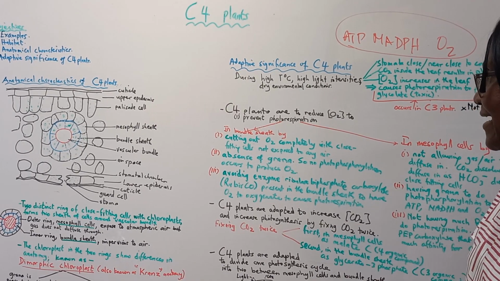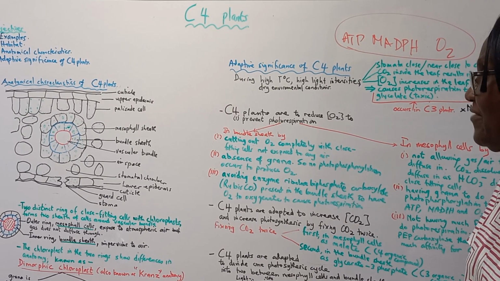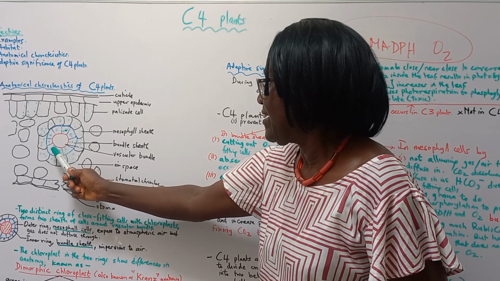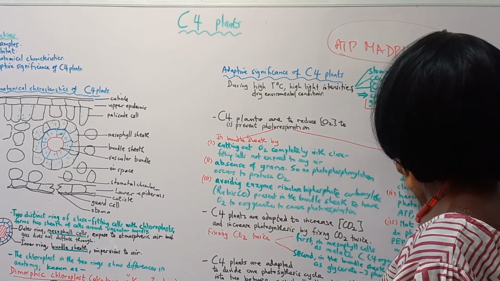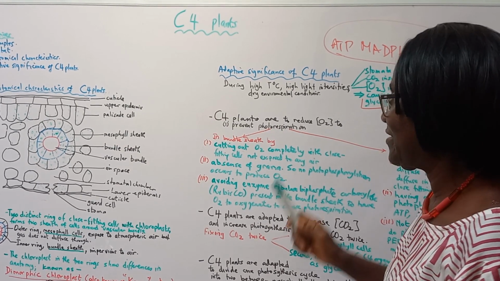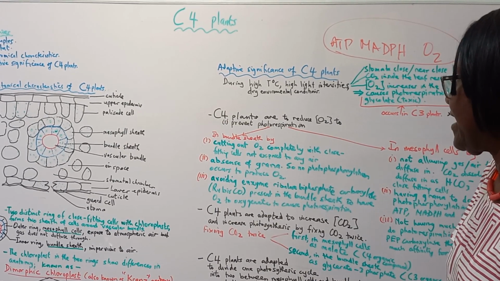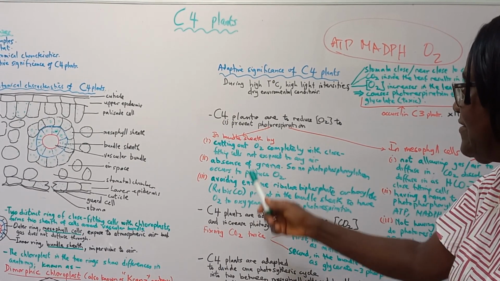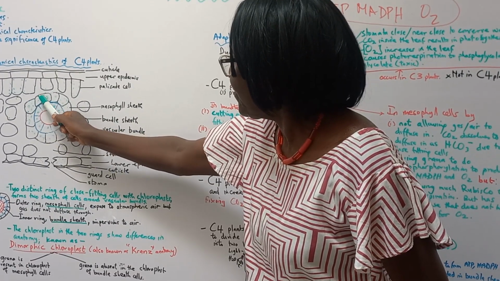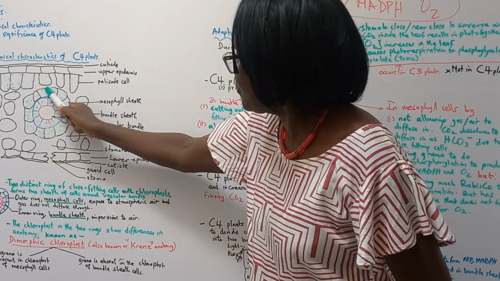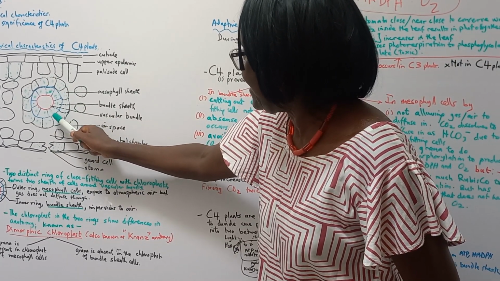That is this one. The enzyme rubisco does not have enough oxygen to make ribulose biphosphate oxygenate to form phosphoglycolates by photorespiration. So photorespiration is prevented in C4 plants in the bundle sheath. Now, how is photorespiration reduced to the minimum in the mesophyll?